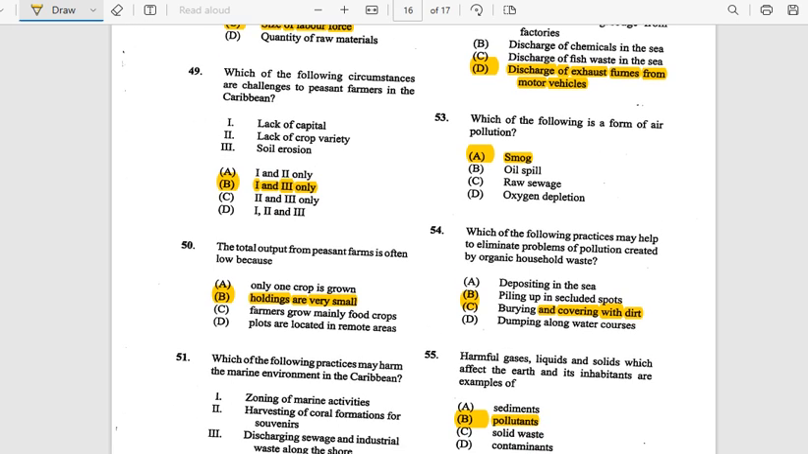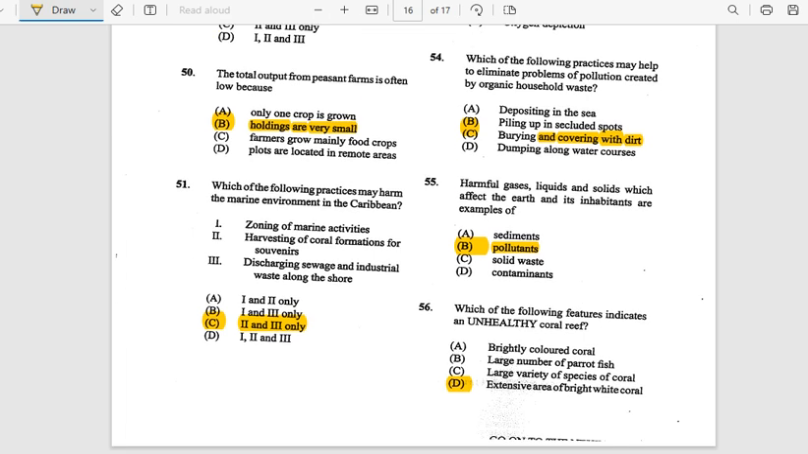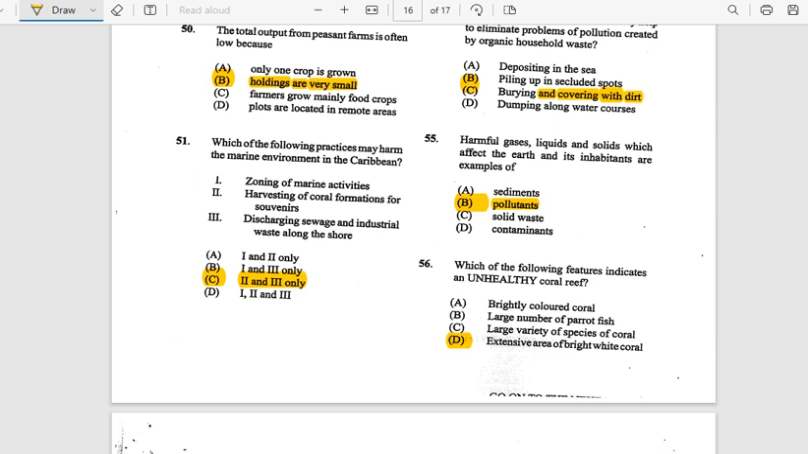Number 49. Which of the following circumstances are challenges to peasant farming in the Caribbean? I think this one is a repeat as well, and it has to do with lack of capital and soil erosion. Number 50. The total output from a peasant farm is often low because they are all on very small farms. Alright, this one is a repeat as well.